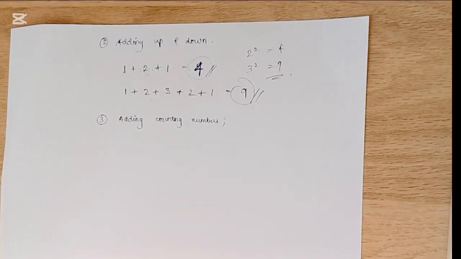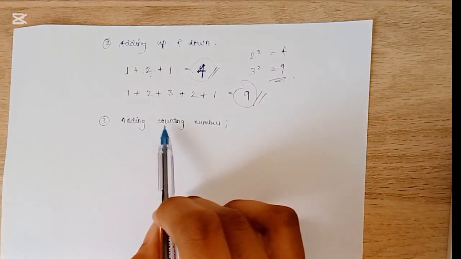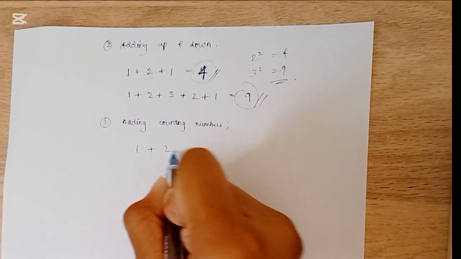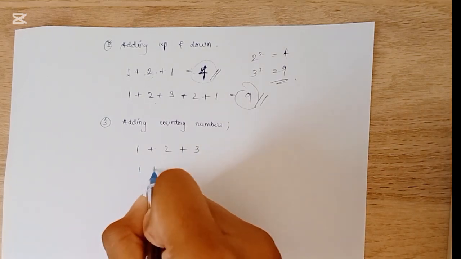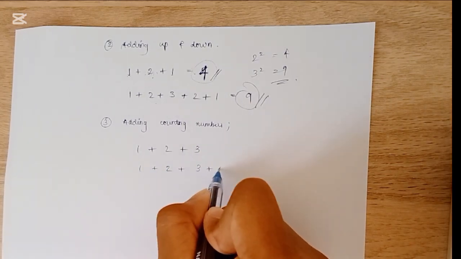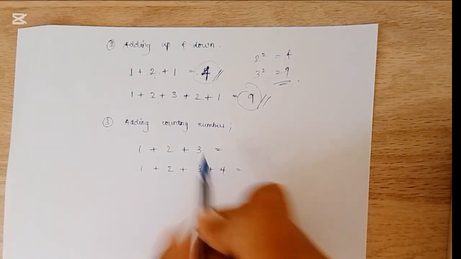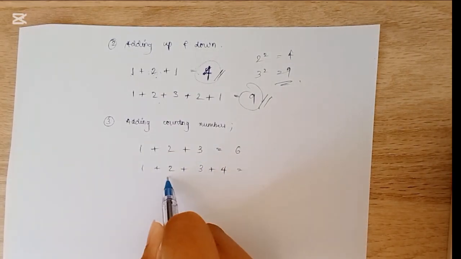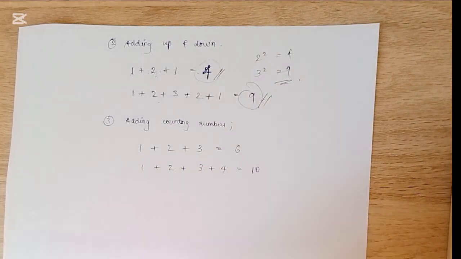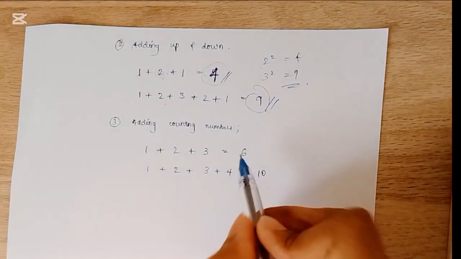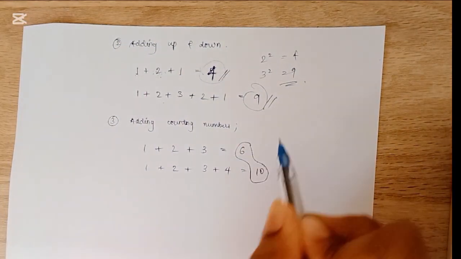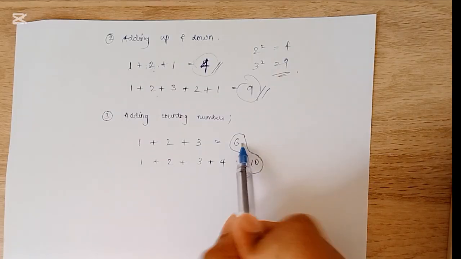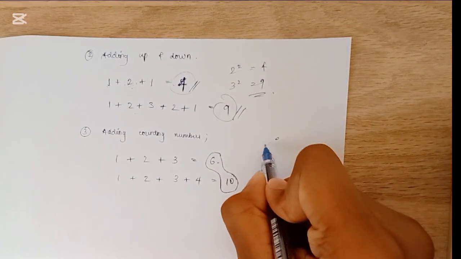The next thing is adding counting numbers. So what will you get when you add counting numbers? When you add counting numbers, that is 1 plus 2 plus 3 or 1 plus 2 plus 3 plus 4. This is counting numbers, right? What do you get? 6, 10. Now, if you look here, what is this pattern about? This is the triangle number pattern, right? 6 can make a perfect triangle. How?